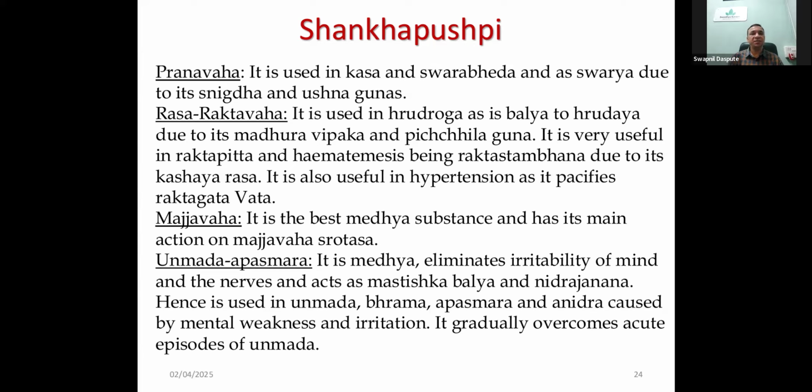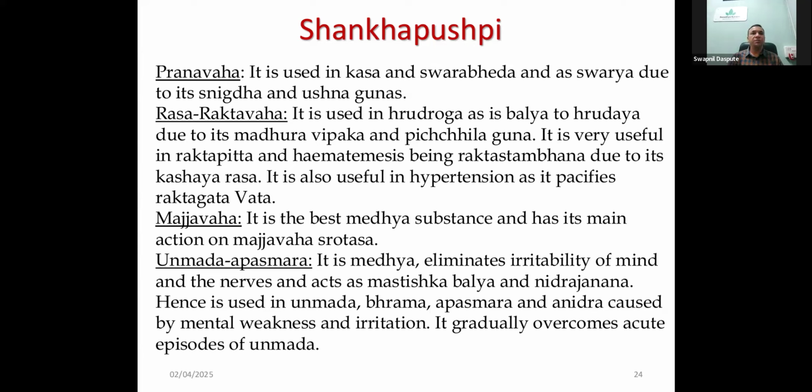Anidra. Anidra is sleeplessness caused by mental weakness and irritation. Mental weakness here is Hina Sattva. Okay, so Hina Sattva is getting irritated or getting hyper with less or conditions which are still controllable. But because of Hina Sattva, the patient is not able to manage his or her emotions. So in that case, Shankapushpi can be used.